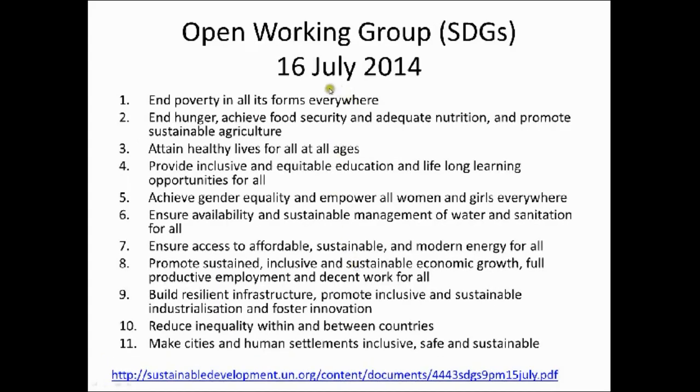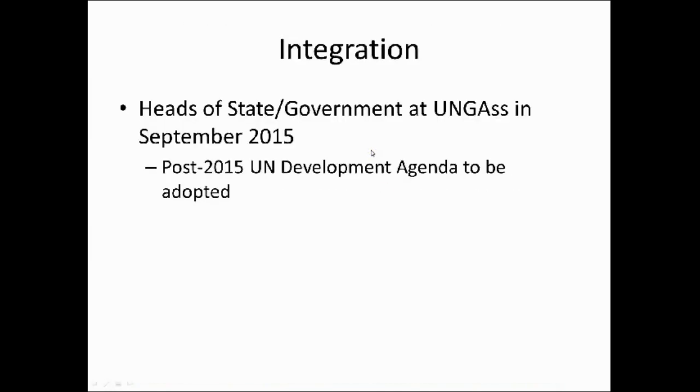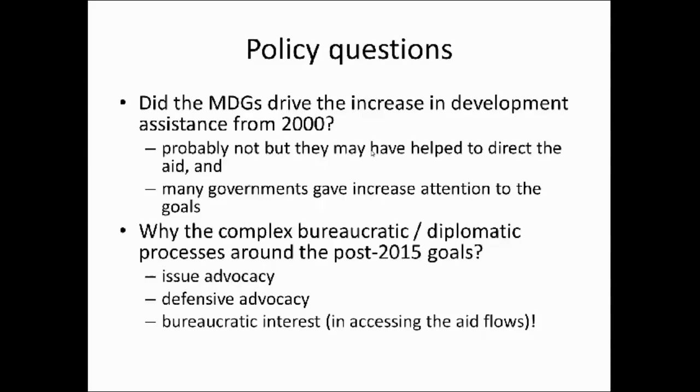And the Open Working Group in July 2014 came up with these 11 goals. End poverty in all its forms everywhere. End hunger. Healthy lives for all, inclusive, equitable education, gender equality, sustainable management of water and sanitation. These are very, very good. Modern energy for all, sustained, inclusive, sustainable economic growth, full productive employment, decent work for all, reduce inequality, make cities and human settlements inclusive and safe. And there will be a meeting in September 2015 at which these two streams of work will be integrated and the post-2015 UN Development Agenda will be adopted.